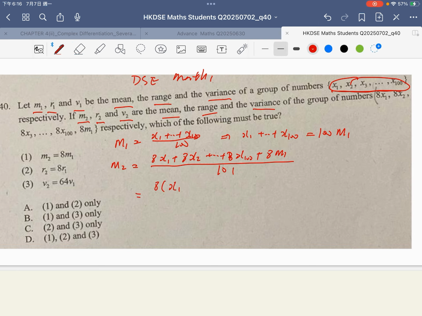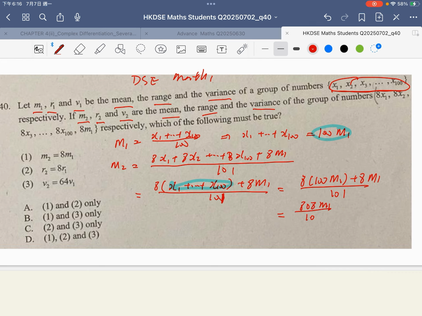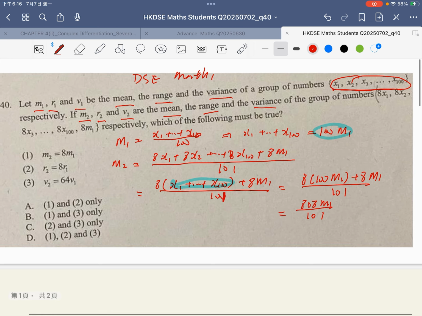Factorize the x outside here. We can see that this part is actually equal to x times 100 M1 plus x M1, over 101. That is x times 101 M1 over 101, which is equal to x times M1. So M2 is actually equal to x times M1, therefore this is true.